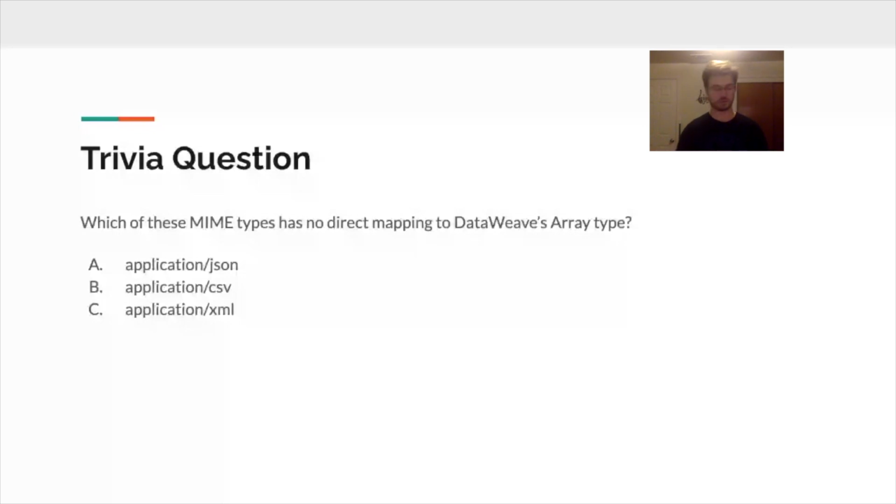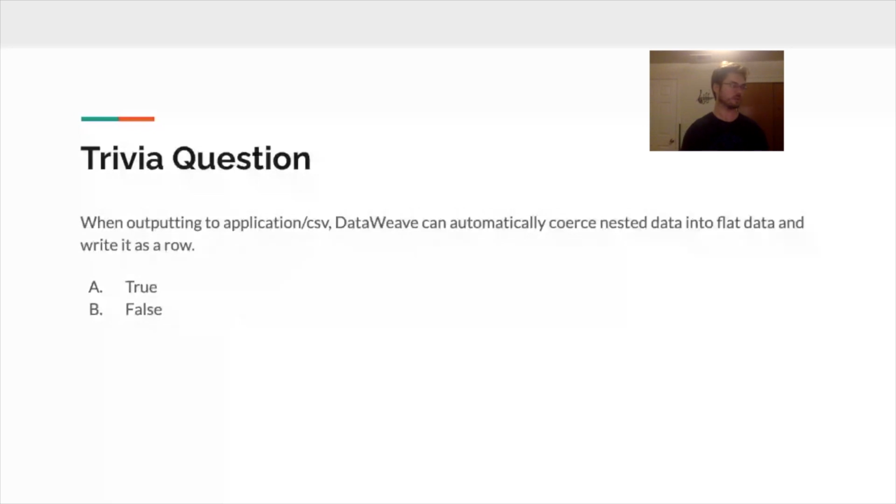And I think I got one more trivia question here. Yep. Is it true or false? It kind of got easier as we went on. We went from 5 multiple choices to 3 to, oh, you guys are already answering. Okay, here we go, speeding up. When outputting application CSV, DataWeave can automatically coerce nested data into flat data and write it as a row. Is that true or false?